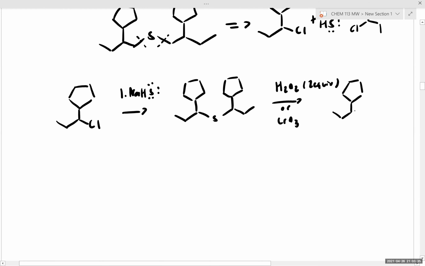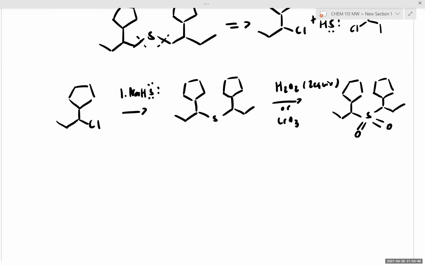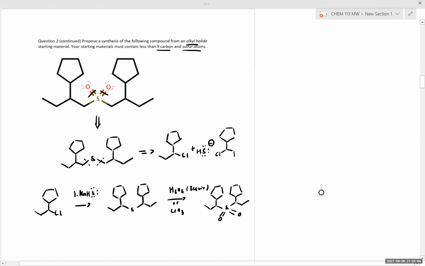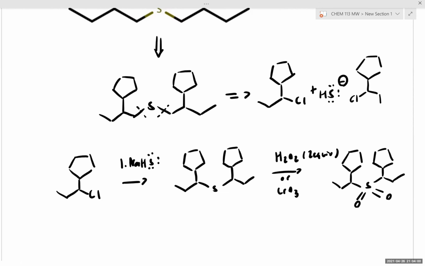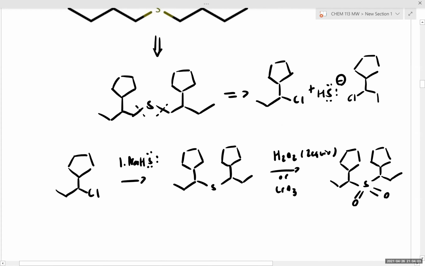Does this example make sense to everyone? Any questions on this synthesis problem? Can you scroll back down so I could see the top part, please? Sure. Thank you. There we go. Any other questions I can address?